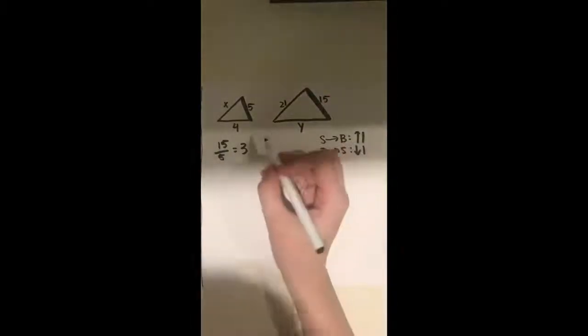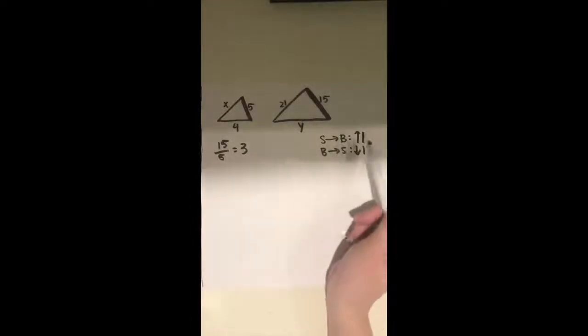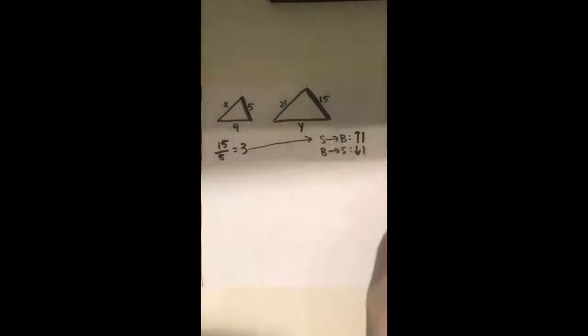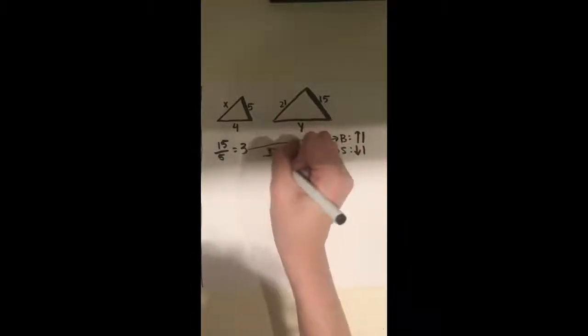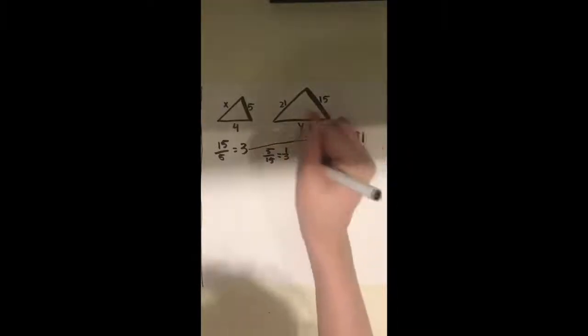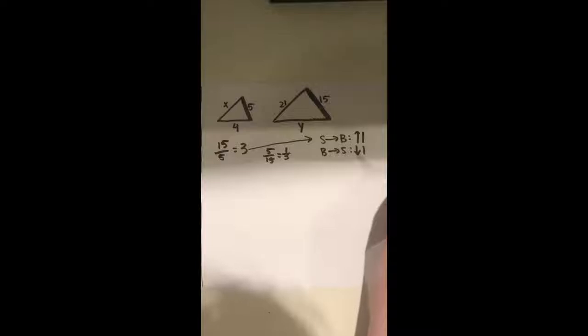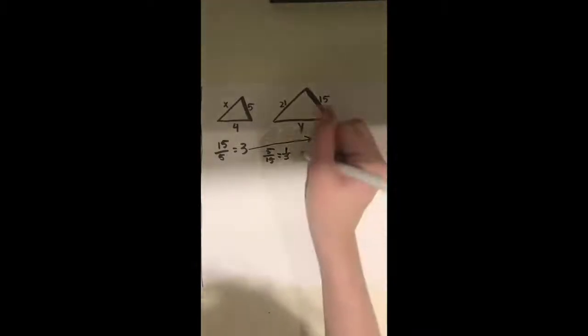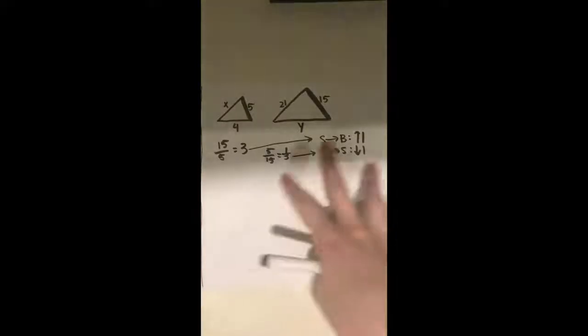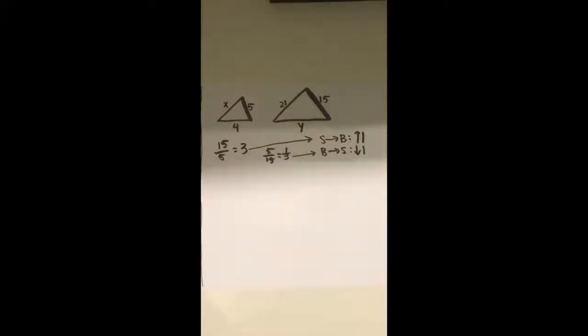So we know that our enlargement value when going from small to big is 3. So this one would be for there. And then contrastingly, if you had 5 over 15, which is equal to 1/3, that would be the enlargement factor for going from big to small. So now that we have our two enlargement factors, we can figure out what x and y are.